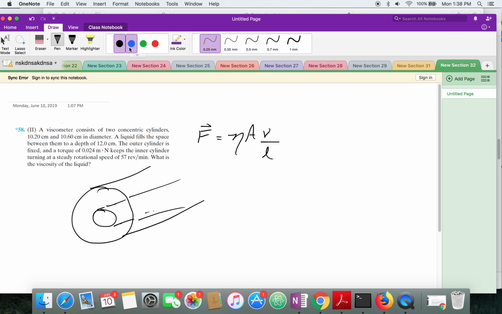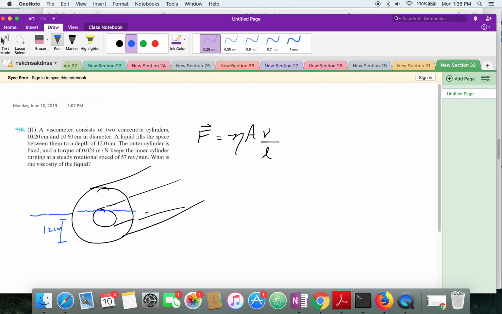So let's say that this is the fluid. Let's say that this is like 12 centimeters. Well, it would be a little higher than that because I didn't really draw this to scale. Let me actually just improve it a little bit here. I'm just going to draw it like this, maybe. Okay. So that's like the height. That'll be 12 centimeters.